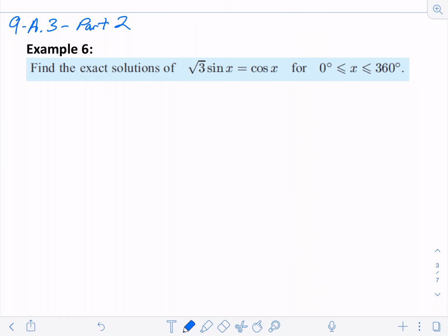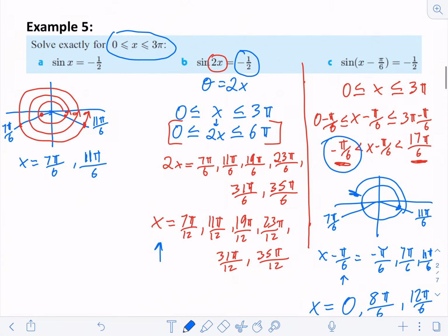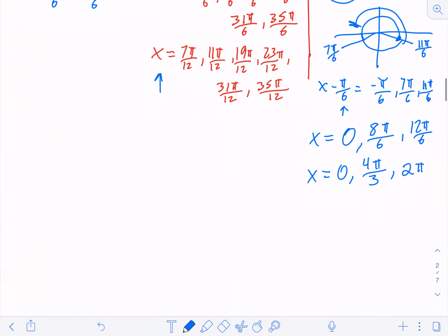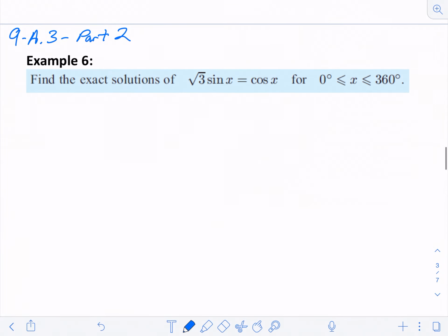We are now going to finish up 9.A.3. This is the second part of 9.A.3, doing some more trigonometric equations algebraically. So we looked at a few yesterday, and feel free to go through some of those answers. We looked at the different solutions for solving our trigonometric equations. Got a few more that I want to do here before we give you an assignment.